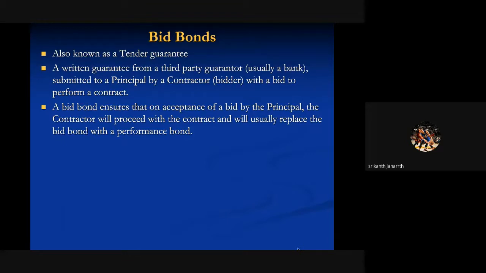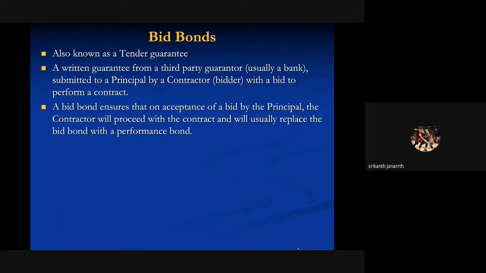A bid bond ensures the acceptance of the bid by the principal. So whatever the principal agreed, he has to do the contract. He can't go back on his word, right? Now you can see, if the contract is awarded, he has to replace the bid bond with a performance bond. The bid is up to the bid level. Once the bid is finalized, the bid becomes null and void. Now the bid bond needs to be replaced by the performance bond, right?